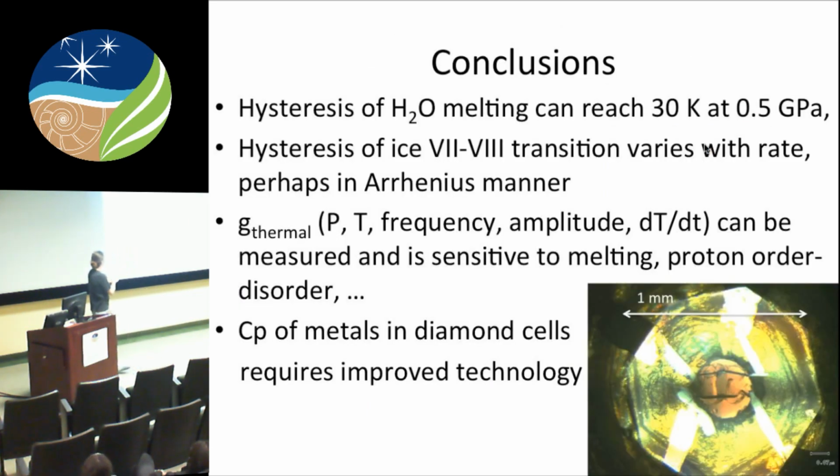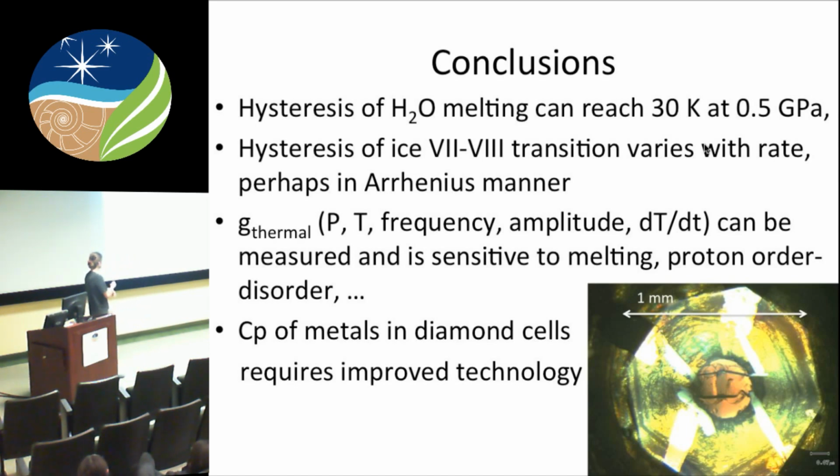So to conclude, I've shown that the hysteresis of melting of H2O can be quite large, and that the hysteresis in this order-disorder phase transition varies with the rate, maybe in an Arrhenius manner, maybe not. But those are kind of small scientific contributions, and really my contribution, I think, is developing a technique. So I've shown that this thermal conductance can be a sensitive measure of melting of proton order disorder, and I think that shows that it can be a sensitive measure of all sorts of phase transitions. And the real key to making this research scientifically meaningful is to make this reproducible quickly, so that you don't need to spend like months in the lab to get one cell loaded. But with the micromanipulator techniques I'm working on, I think I'll show that I can actually do it reproducibly.